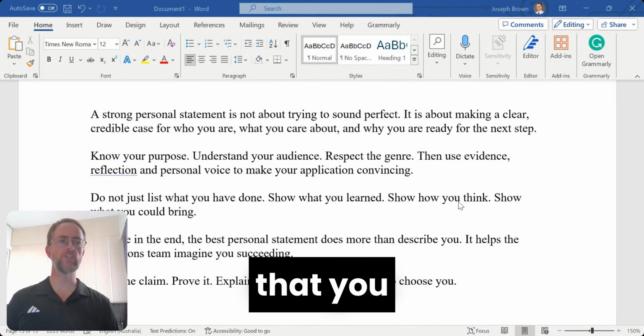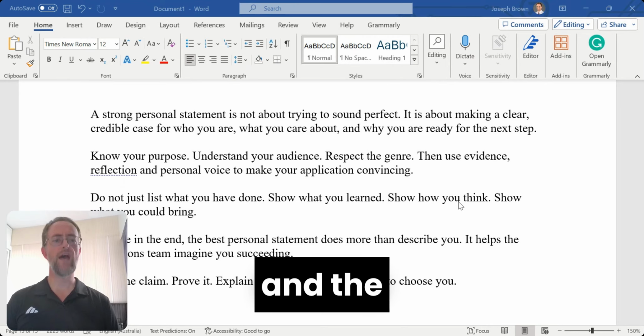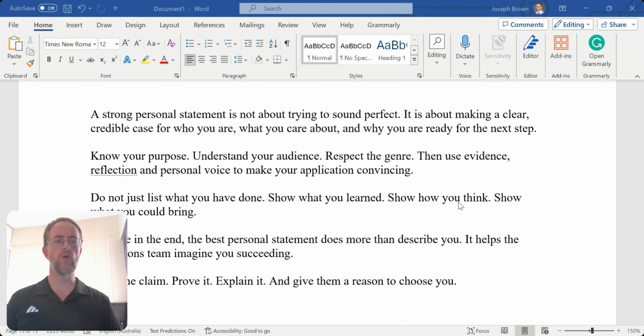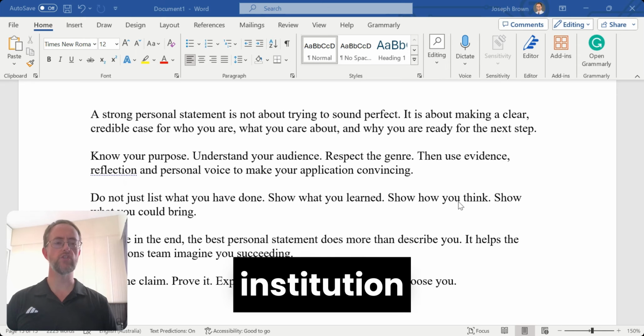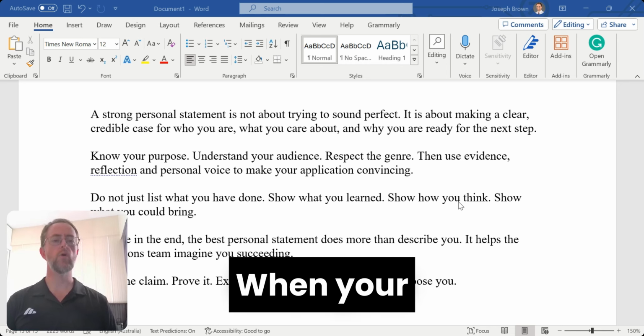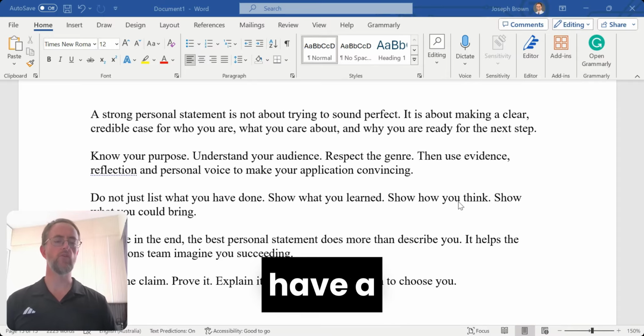You are showing that you are the perfect candidate for the university, because you've got the traits, the qualities, and the values that are going to fit, and that you are going to bring something valuable to the institution. And it's going to be a marriage made in heaven when your qualities and your values match what the university wants. Then you have a great opportunity of being accepted.